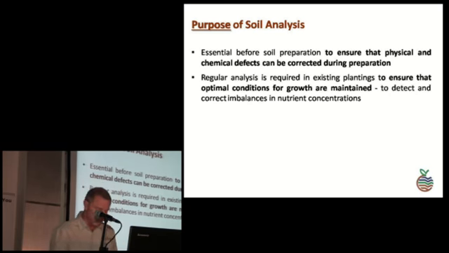Then the next one is to ensure that you have optimal conditions for growth and that it's maintained. And it's very important, the emphasis is on maintaining optimal growth and optimal crop production. So you want to detect any imbalances, any decrease that progressively develops in your soil pH, or decrease in your phosphorus concentration in your soil, or any other nutrient, and correct that so that you can raise it to optimal level again and maintain your crop's production.